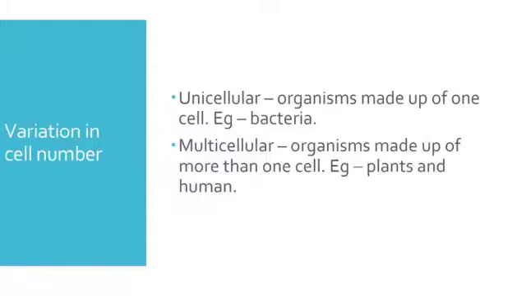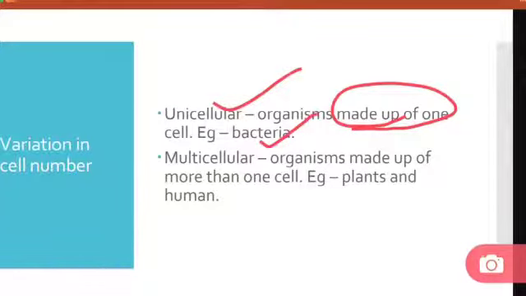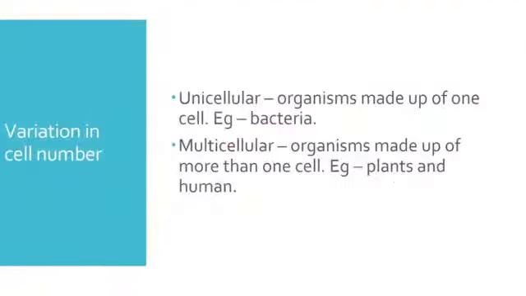Now, there are different types of cells and we can classify them by seeing their cell number, by seeing their shapes, by seeing their size. Let us see variation in number. Unicellular organisms are made up of only one cell, for example bacteria. Multicellular organisms are made up of more than one cell, for example plants and animals.